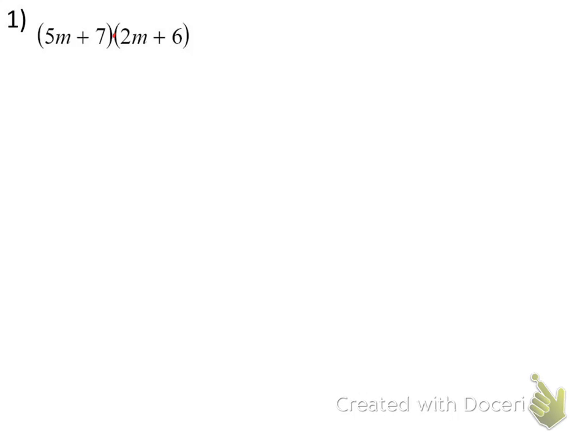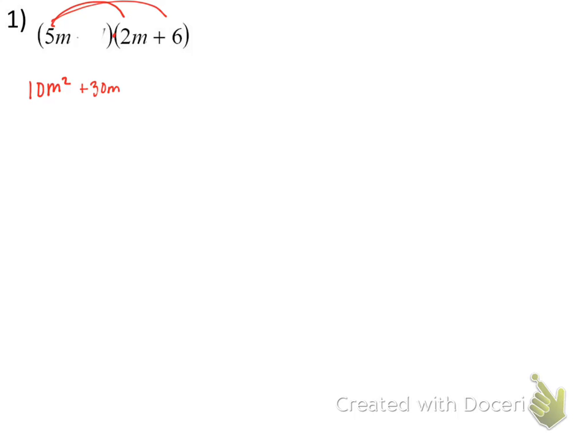A good way to look at this is to cover one of the terms at the beginning. I'm going to cover up the 7, okay? So you see how the 7 disappeared right there? Just like yesterday, we're going to multiply. We have 5m times 2m, which is 10m squared. And then 5m times 6 is positive 30m.